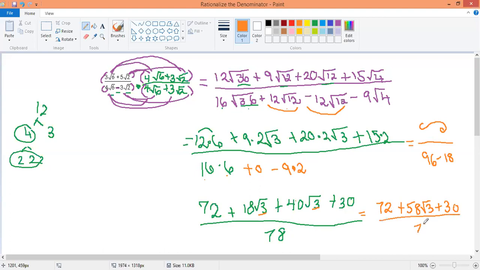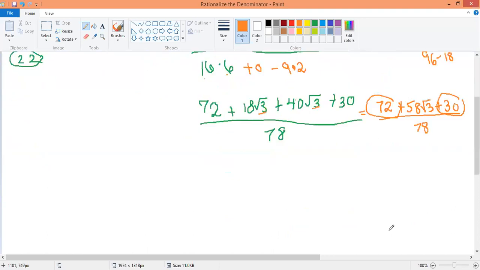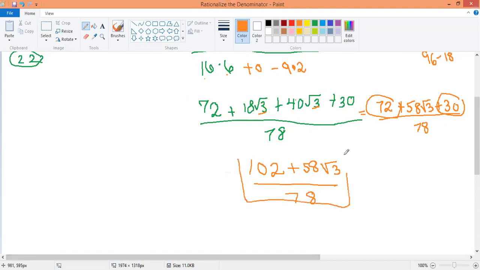That's not my final answer because I noticed that I've got a 30 here and I've got a 72 here. So I can combine those. Those are also like terms. So I'm going to do 72 plus 30. So 72 plus 30, I get 102. So that's going to be 102 plus 58 square root of 3 all over 78. All right, now that's my final answer.